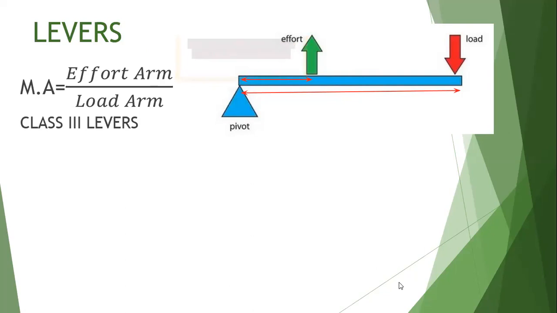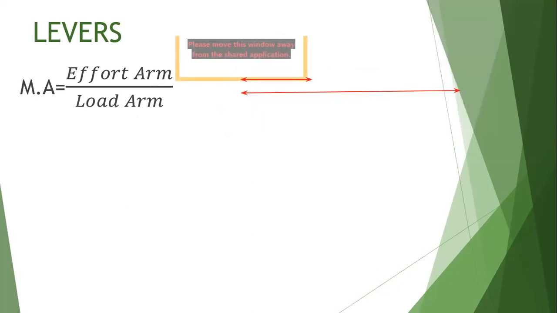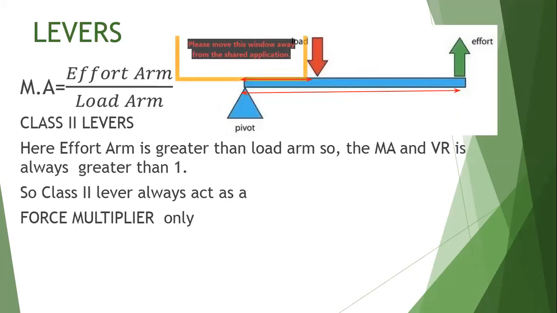Okay, I will move back. I will show you the previous slide. Okay, see. So what we observe in class 2 lever, your effort arm is always going to be greater than the load arm, and so your MA and VR will be greater than 1, and it acts like a force multiplier.